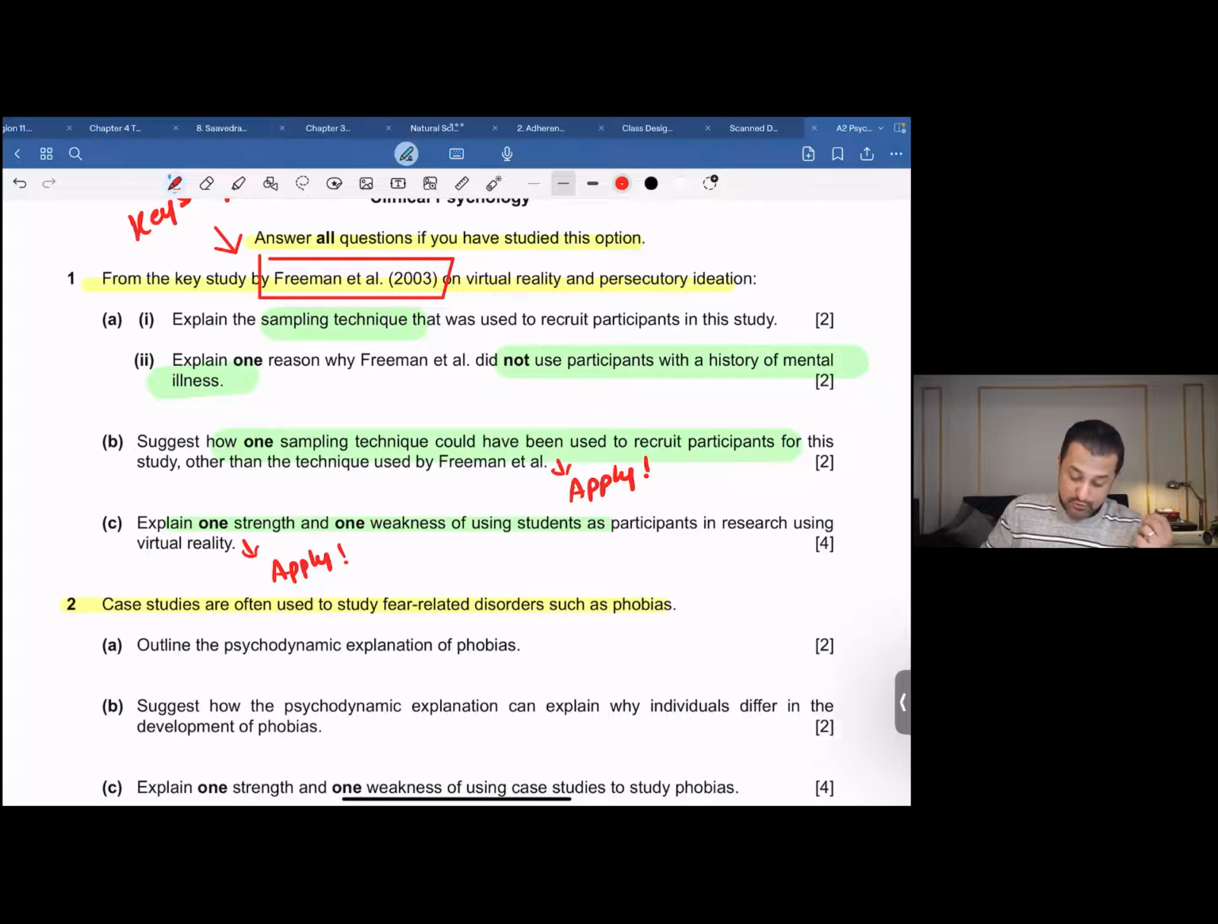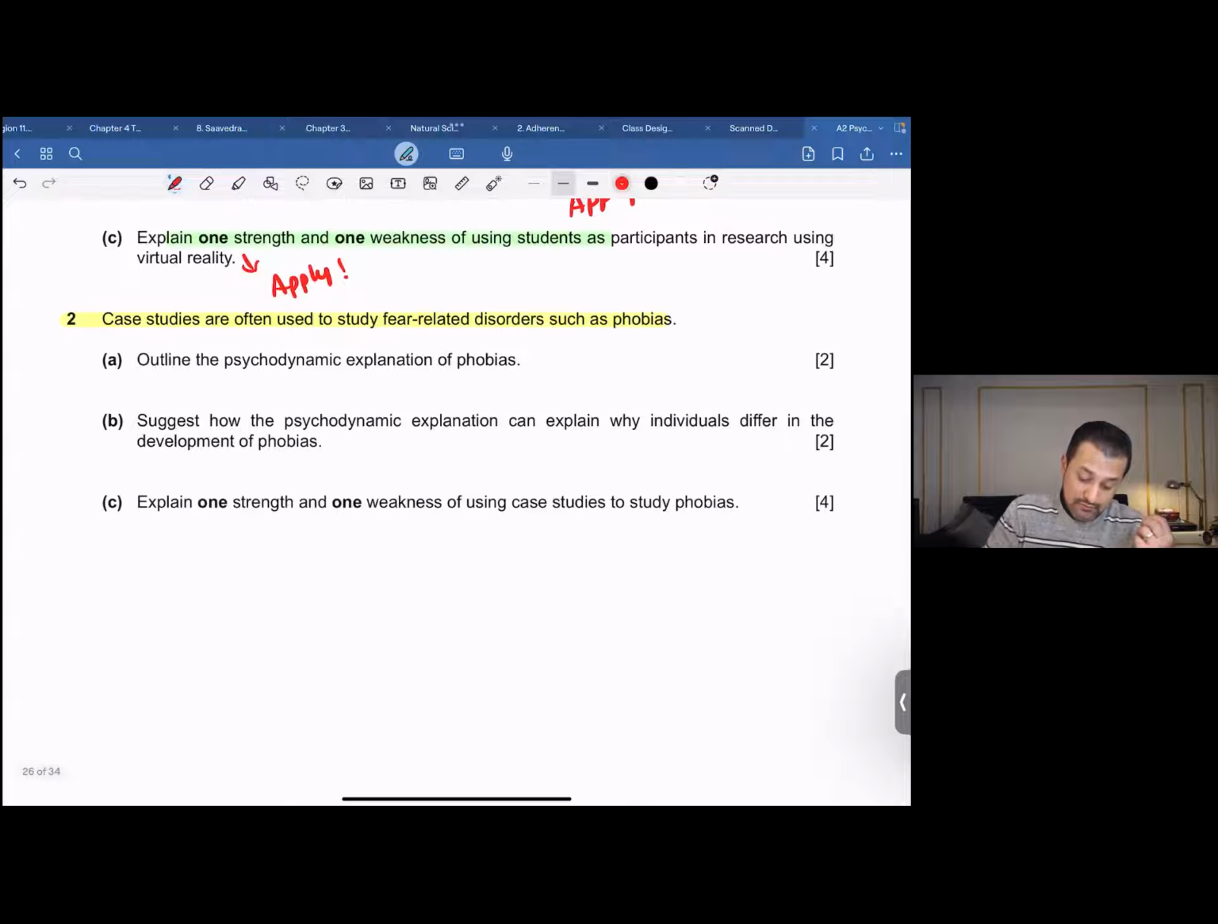So this being there, the second question over here reads, case studies are often used to study fear-related disorders such as phobias. Outline the psychodynamic explanation of phobias. This is a typical 2-mark question.